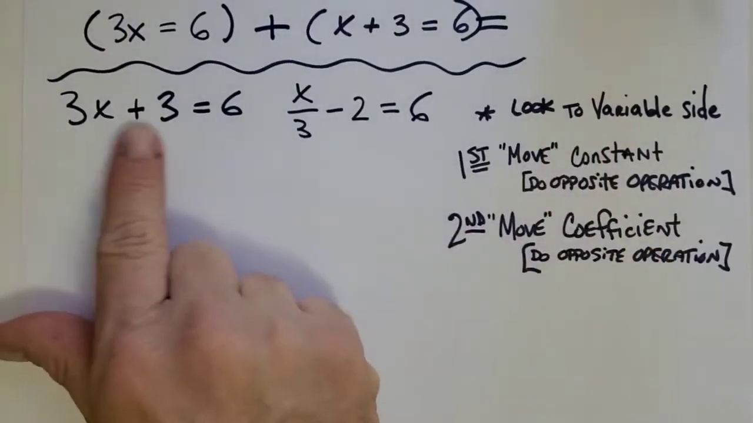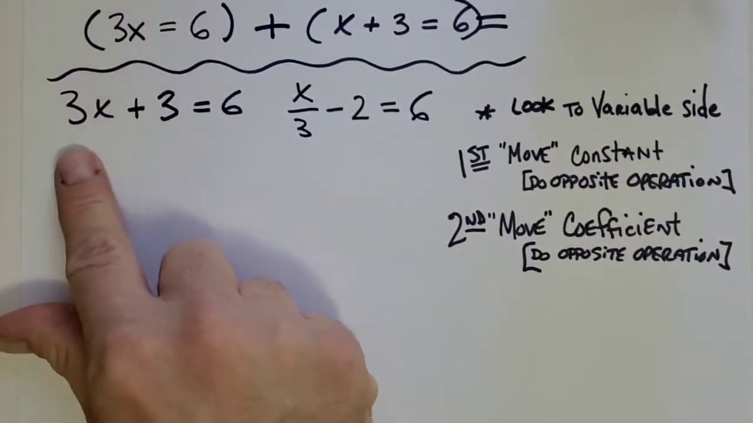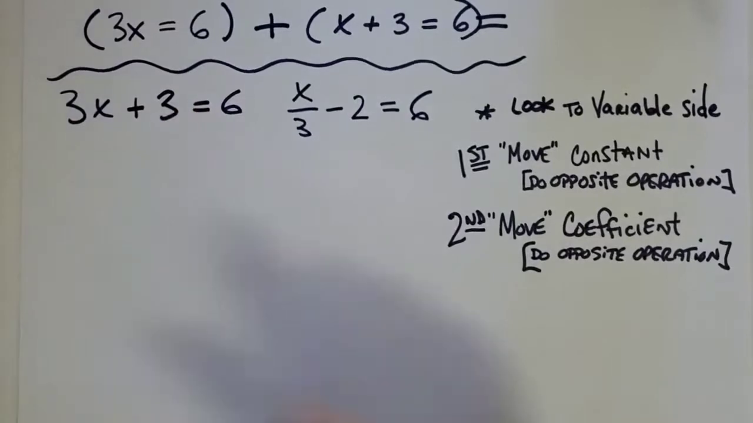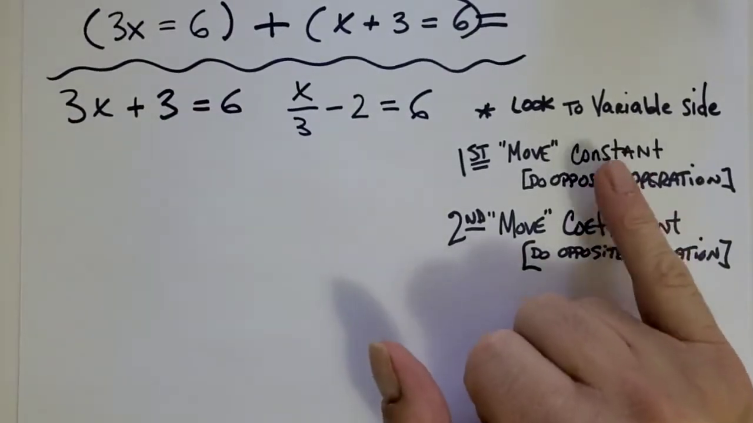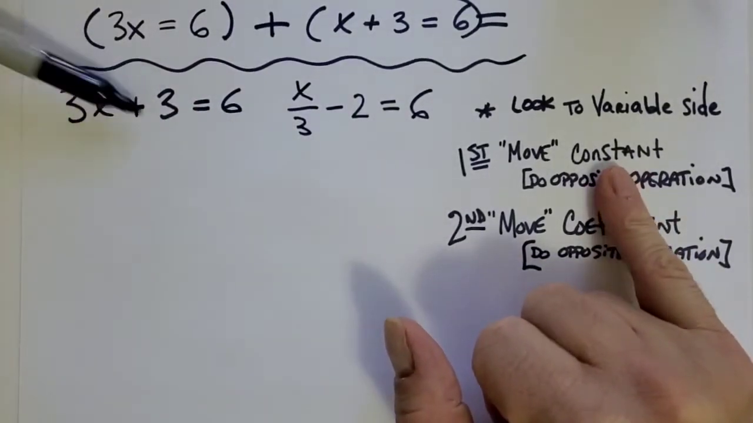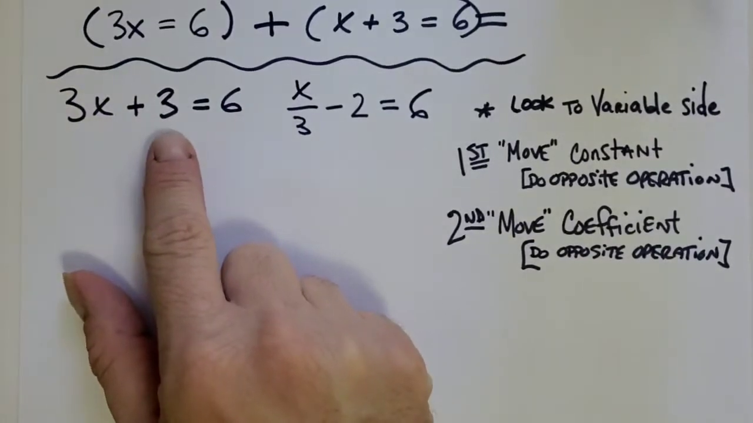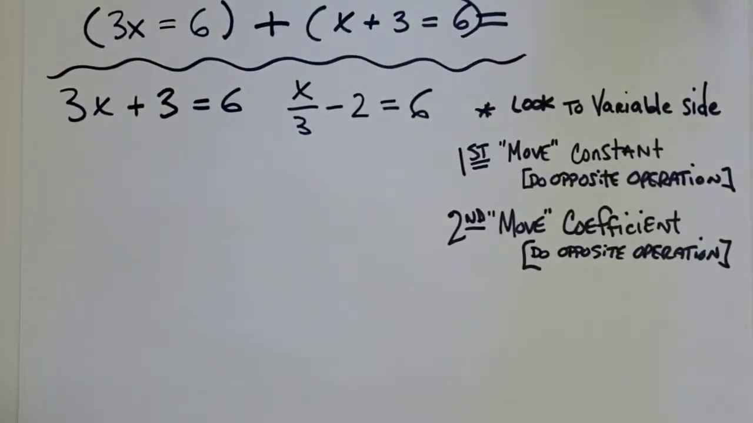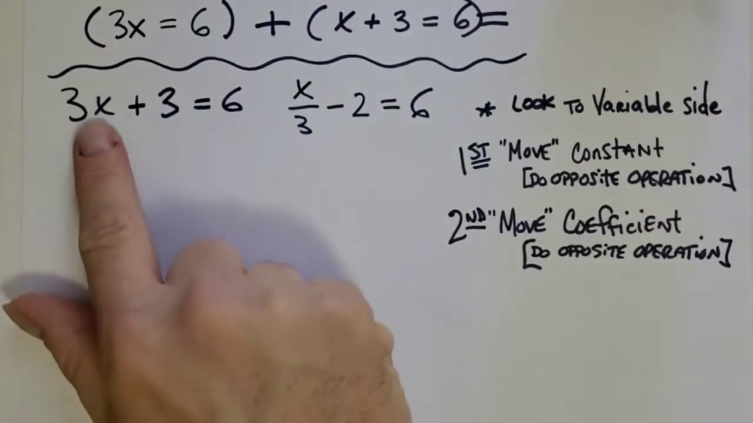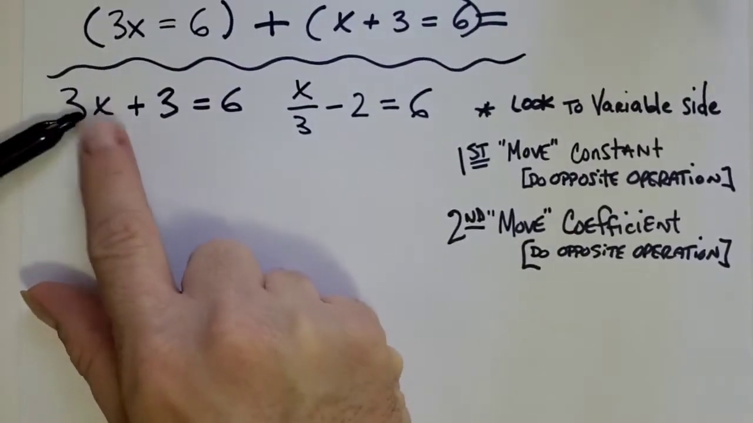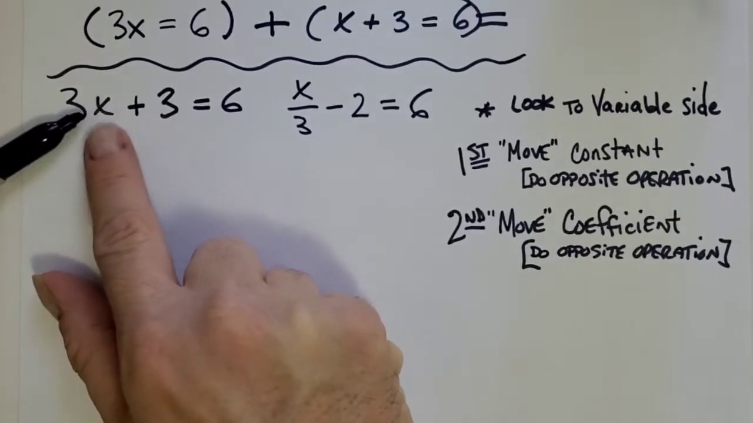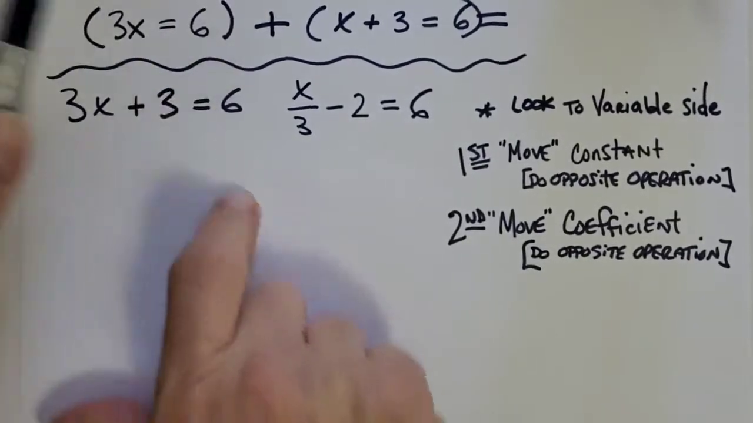As far as steps go, it's pretty much the same thing. You're still going to focus on the side of the equation that contains the variable. But in this case, you have to be a little more careful. The first thing you're going to do is move the constant, okay? The reason for that is really just simplicity. We're going to do the easier operations first. It's kind of like we're going backwards on the order of operations. We've got to get down to this variable, so to get to this, we have to take away this first.